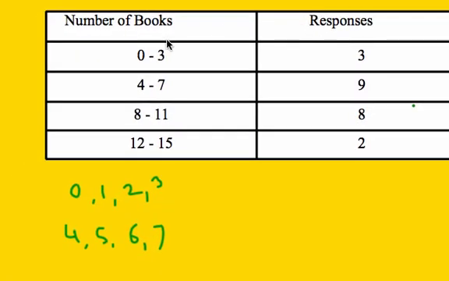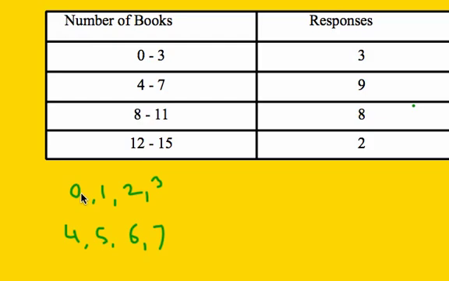The number of books, you can see that I use an interval from 0 to 3, and you can see 3 people responded that they've read anywhere from 0 to 3 books. The next interval I used was 4 to 7 books. You can see 9 people responded to that. 8 to 11 books, 8 people responded to that. And then there were 2 people that said they read 12 to 15 books in the last year.